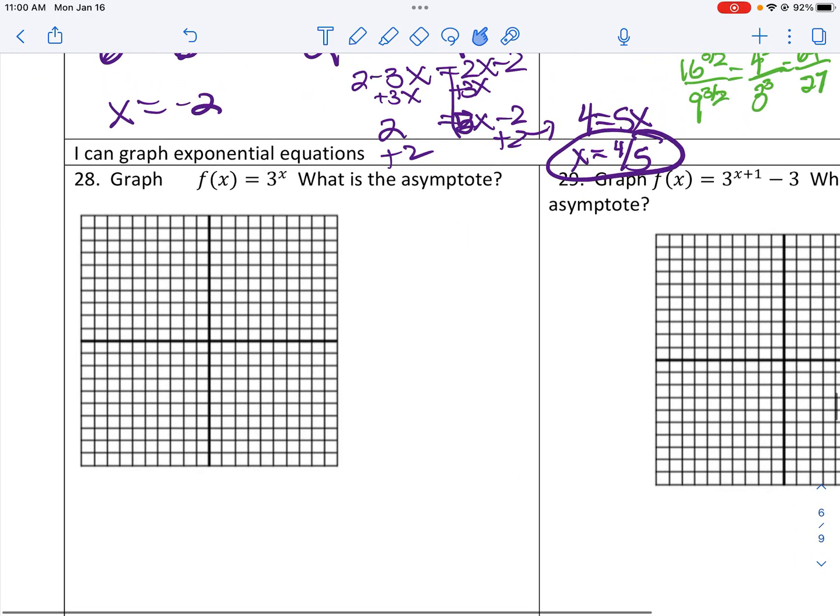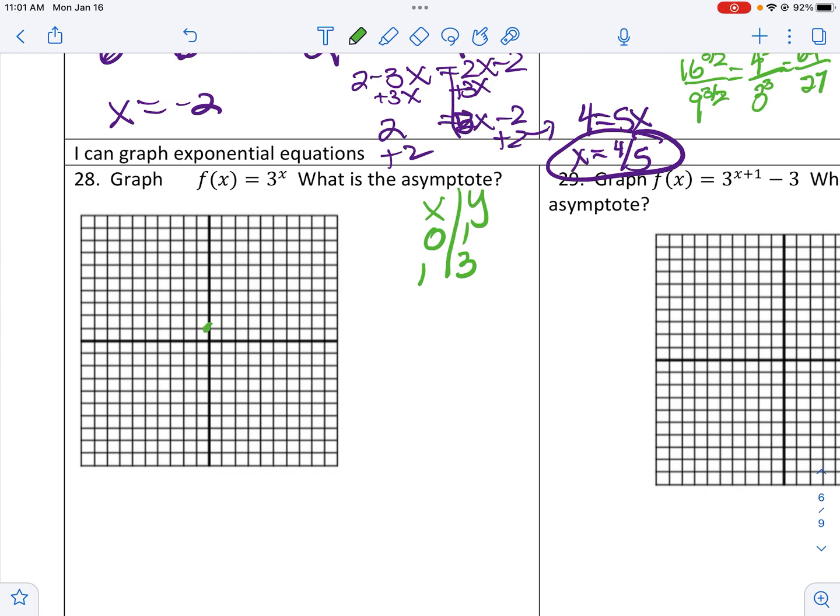So let's graph this. So let's just make a table. When it's 0, anything to the 0 power is 1. When it's 1, 3 to the first is 3. So 0, 1, 1, 3. And our asymptote's at y equals 0.